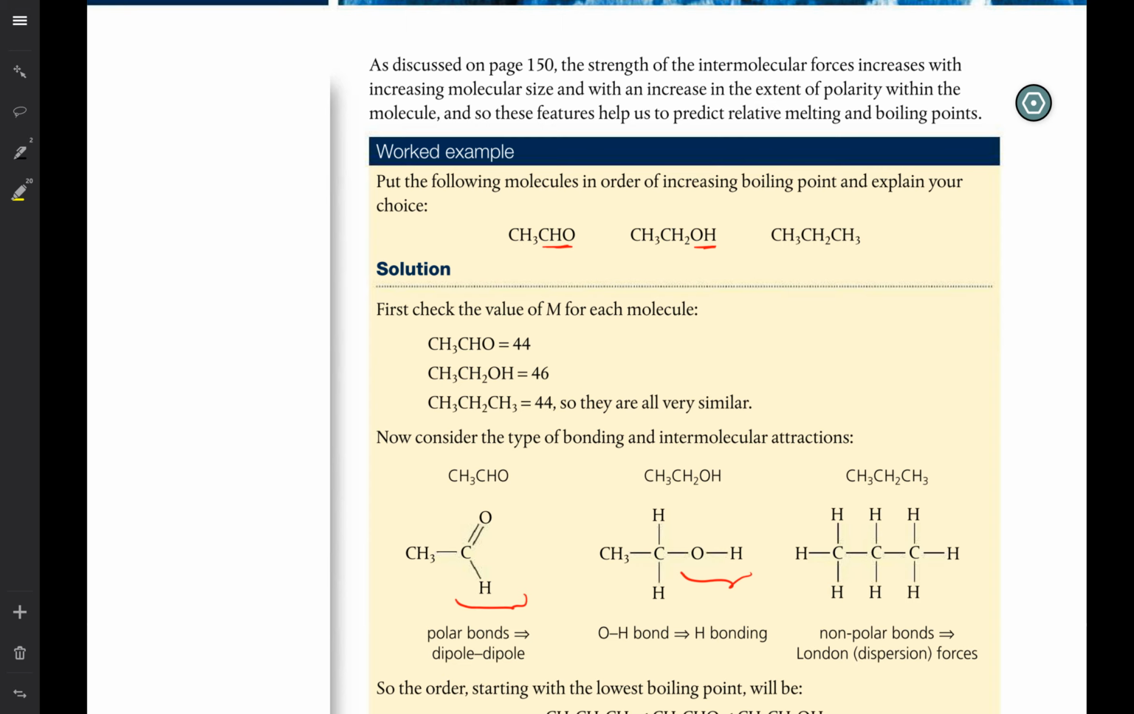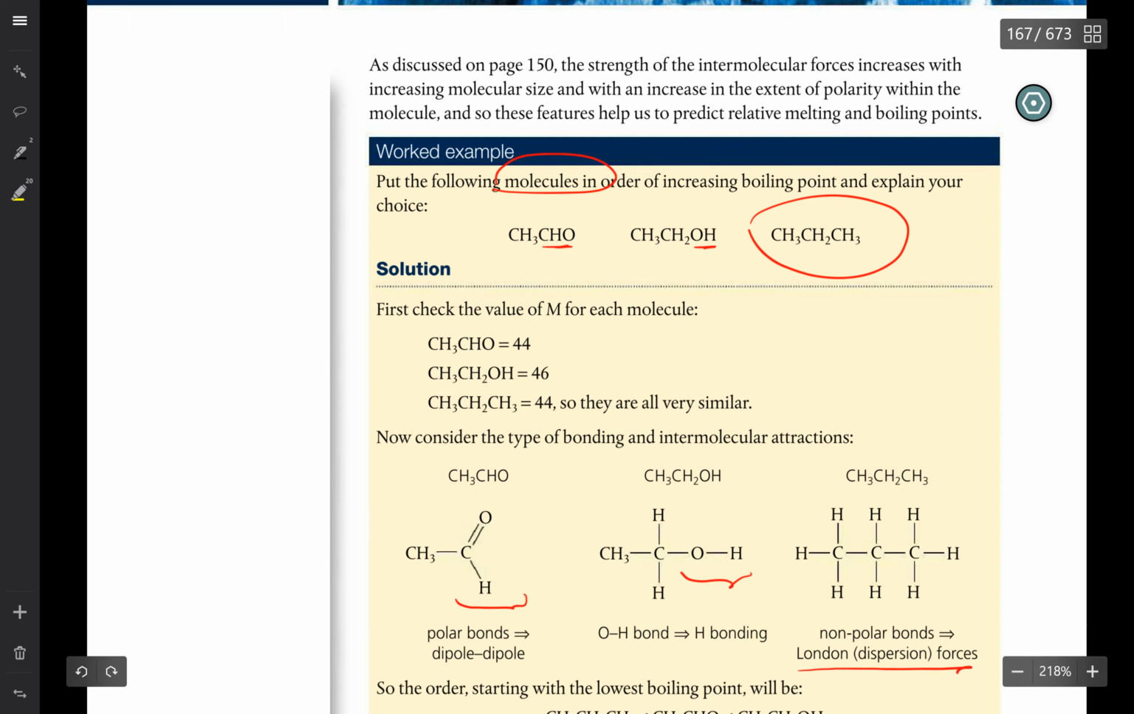Okay, so let's compare the boiling points of these three molecular compounds. We know that all of them are molecular compounds. To compare their boiling points, we have to look at the intermolecular forces available between their molecules. Let's start from the last one, CH3CH2CH3. This is a hydrocarbon, and you know that hydrocarbons are non-polar molecules. So the only attractions available between the molecules of CH3CH2CH3 are London dispersion forces.